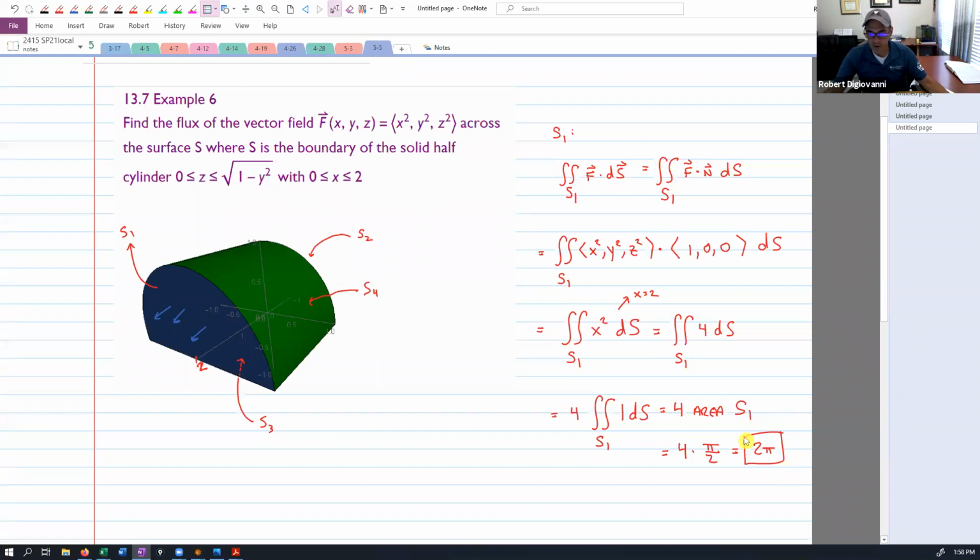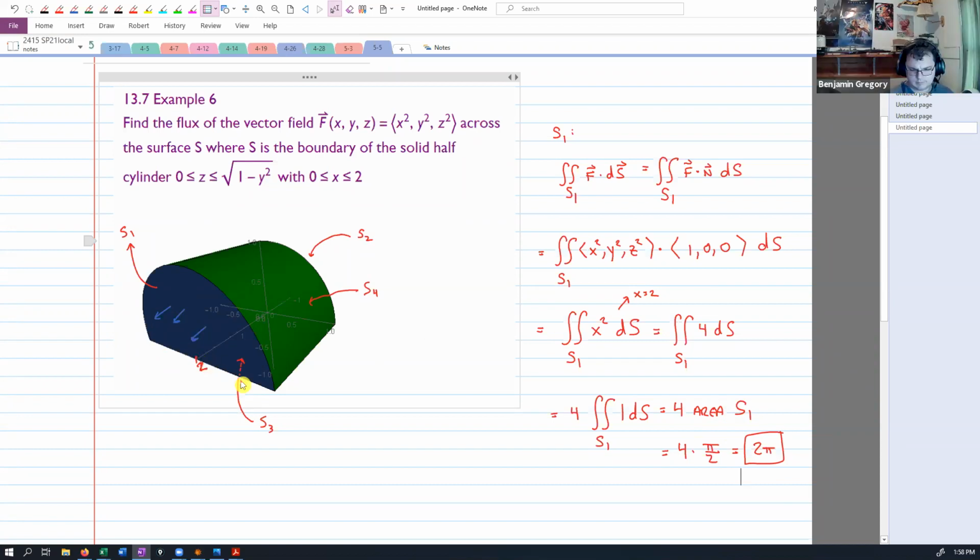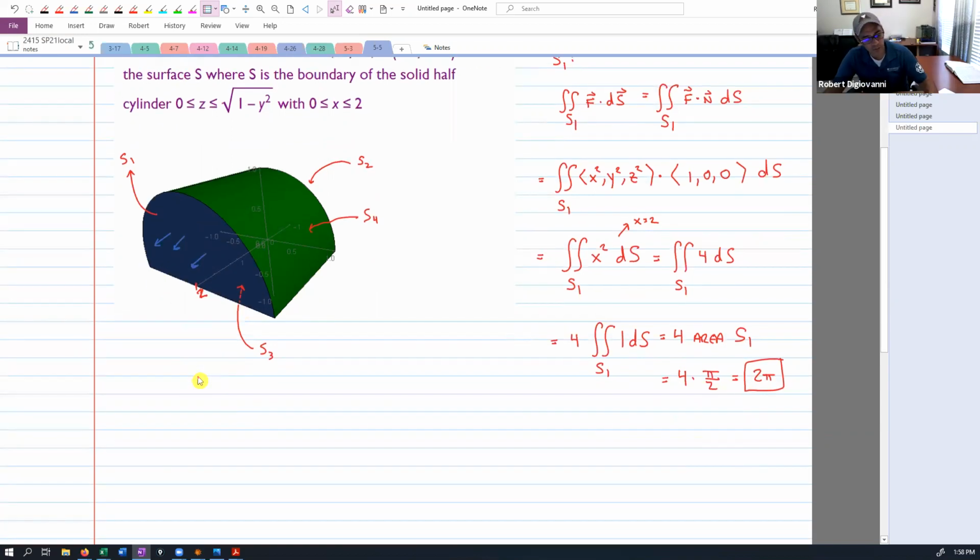Does everyone understand the area of S1? It's a semicircle with a radius of 1. So the area should be pi r squared, so it should be pi, but we're only dealing with half the circle. So the flux out the front side is 2 pi. Let's try S2.